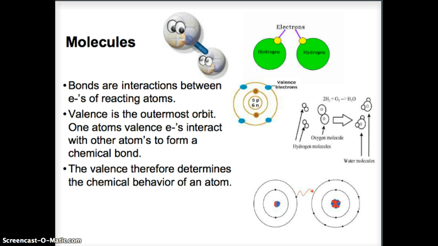The electrons of the outermost orbit, the orbits come like the solar system, with some very close to the sun or to the nucleus and some further away. And the outermost orbit is called the valence. The electrons of the valence interact with another atom's electrons of that valence, and that creates a chemical bond. So the valence, the outermost shell of this atom's electrons, really determines what goes on and the behavior of an atom.